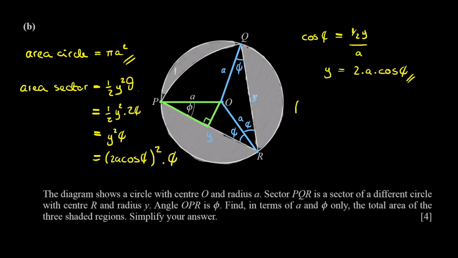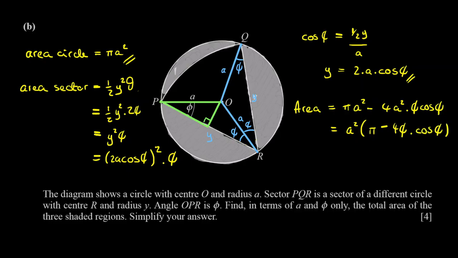And if that's the case, we can do our last step, which is to say the area of the shaded region is going to equal the area of the circle, which is pi a squared, minus the area of the sector, which we now know is 4a squared times phi times the cosine of phi. And perhaps lastly, for the sake of completeness, we would want to factorize this. So we would get here a squared bracket pi minus 4 phi times the cosine of phi. Okay, that's our final answer.